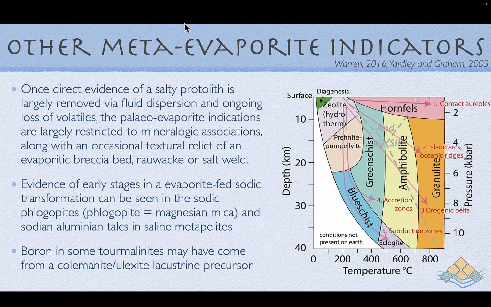That's why, with various processes of fluid dispersion and ongoing loss of volatiles, the paleoevaporitic indications that we see in our metamorphic evaporite associations are generally textural. Textural relics of breccia beds, thrust welds, ruwaks, and/or salt welds and fault welds. Sometimes we see in the early stages of transformation widespread sodic phlogopites, along with widespread sodium aluminum talcs in a variety of saline metapelites. Quite often we can have in various tourmalinites elevated levels of boron, which may have come from a variety of boron salts such as colemanite and ulexite, especially in lacustrine protolith.